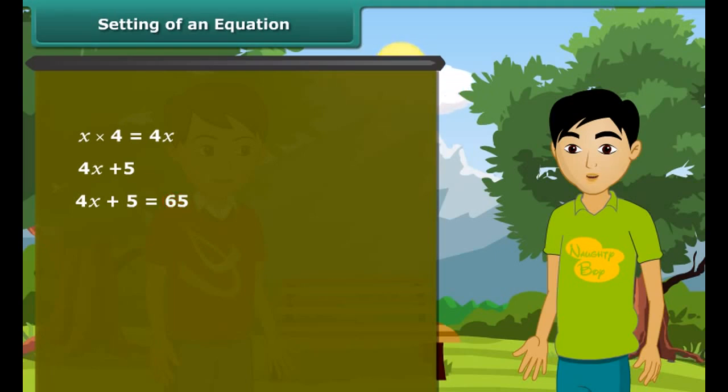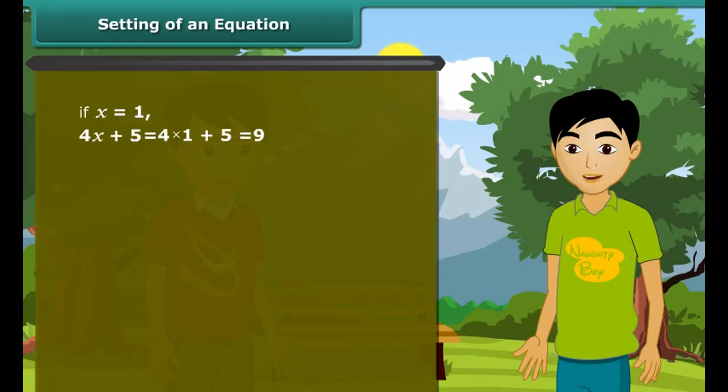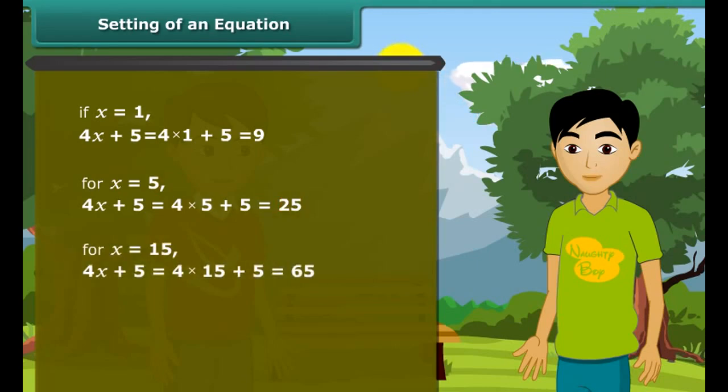Now to find the number, I put different values of x. If x is 1, we get the answer as 9. If x is 5, we get answer as 25. Similarly, for x is equal to 15, we get the answer 65.